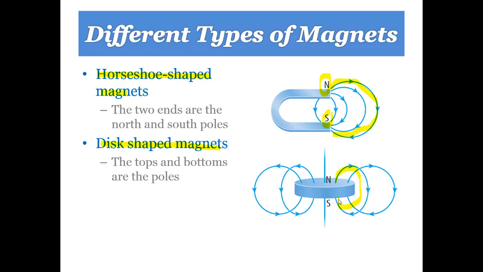Okay, but notice the top and the bottom are north and south poles. These are what I call refrigerator magnets, these disc-shaped magnets, if you've ever seen those. In fact, I have some of them in the room where you just put them on a flat surface. Okay, so those are different types of magnets, but notice no matter what, the magnetic field lines always connect the north pole to the south pole.